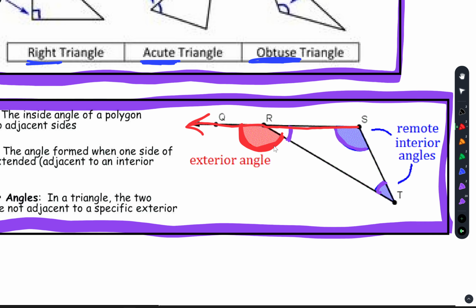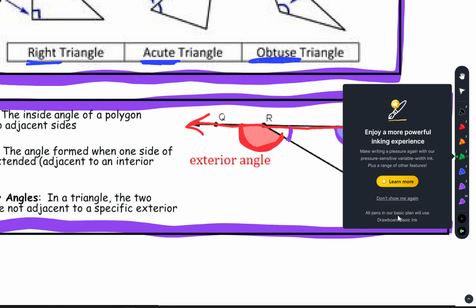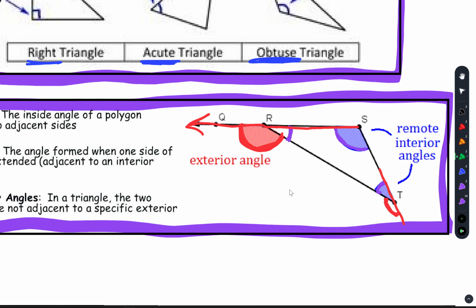Every triangle has like 6 possible exterior angles. So if you think about like maybe I wanted to extend this side right here and get an exterior angle out here, that is a possibility. There's a lot of different exterior angles that we could have. But that exterior angle is just made by extending one side.